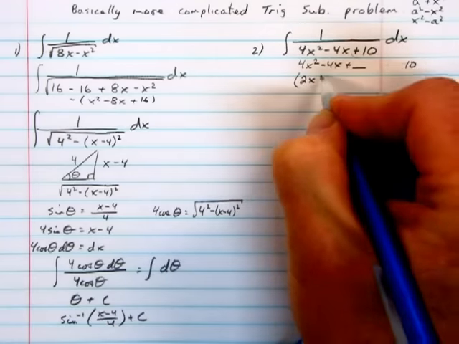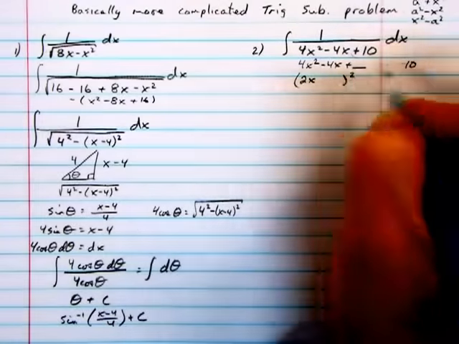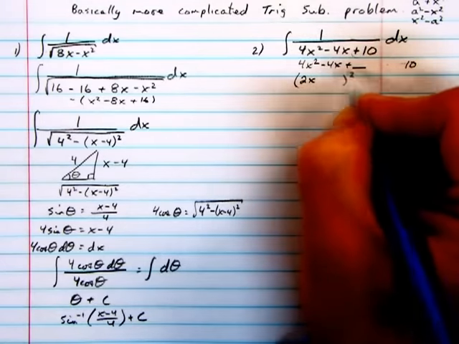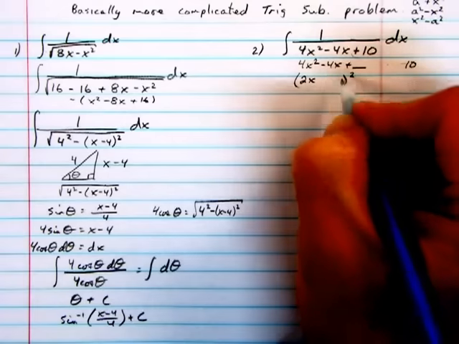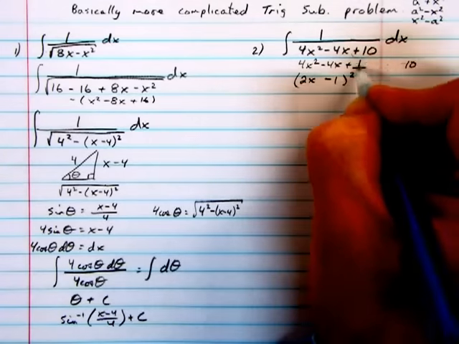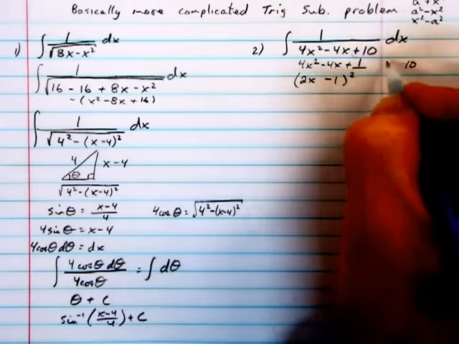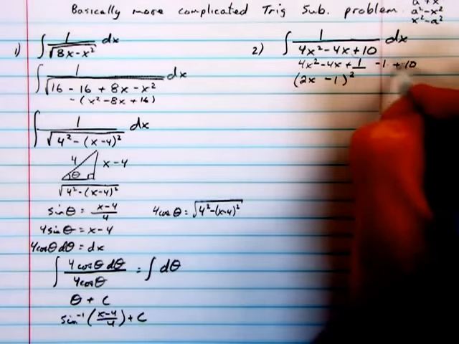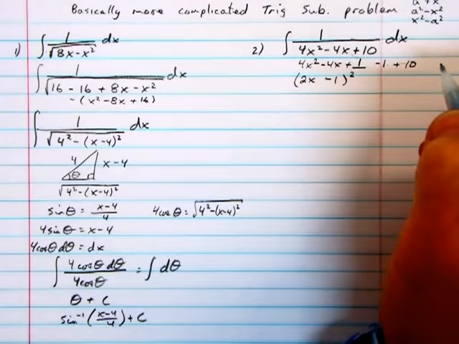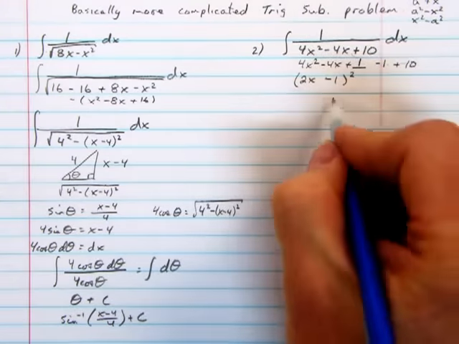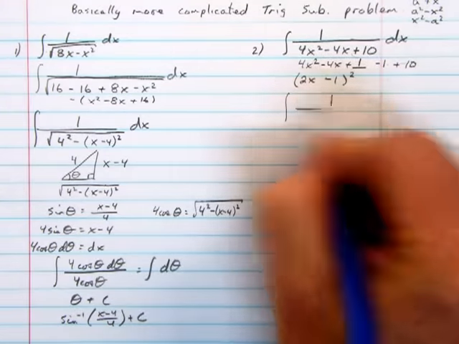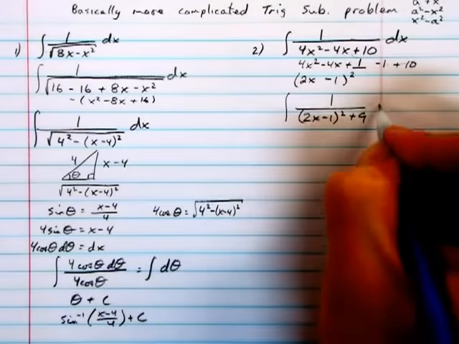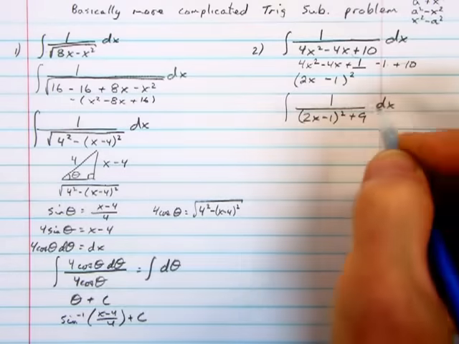Well, we know if this is going to be a perfect square, it would have to be 2x something squared. Now, we're going to have a negative 4 here, so this has to be 2 times 2x times what will give us the negative 4? Times negative 1. This will be plus 1. And then what we could do is say minus 1, or I could have taken this 10 and broken that up into just the 9 right away. So I can write it as 1 over 2x minus 1 squared plus 9 dx.